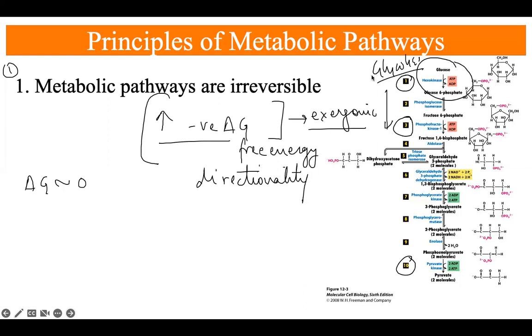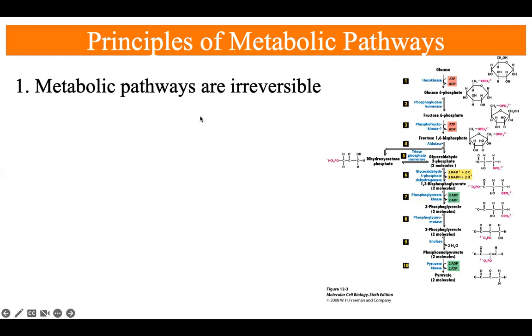If these reactions were not irreversible, the pathway's movement towards completion would have been affected. The pathway would have got stuck in between. The final product would not have been formed if there were no irreversible reactions, if these reactions did not have a high negative delta G value. So in order to make sure that the pathway is proceeding towards completion, the irreversible reactions are important because they confer directionality to the pathway.